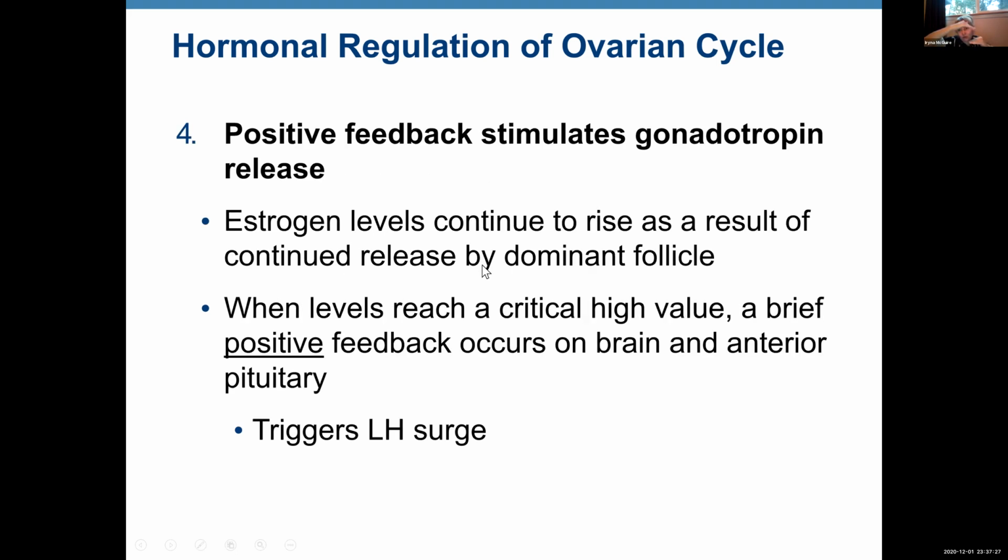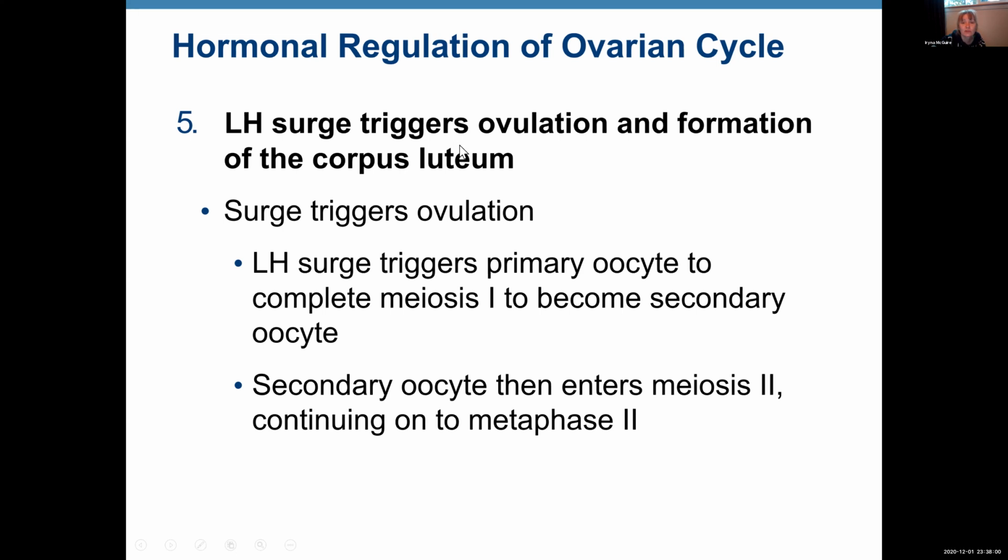But when estrogen goes up, it also shows positive feedback, not only negative, on gonadotropin release. So estrogen level continues to rise as a result of continued release by the dominant follicle. When the level reaches a critical value, a brief positive feedback occurs on the brain, and the anterior pituitary triggers the LH surge, luteinizing hormone surge. The luteinizing surge triggers ovulation and formation of the corpus luteum. It triggers primary oocytes to complete meiosis 1 to become secondary oocytes. Secondary oocytes then enter meiosis 2, continuing on to metaphase 2.